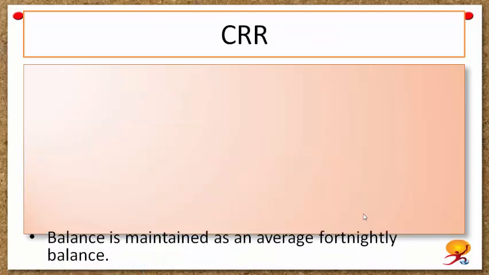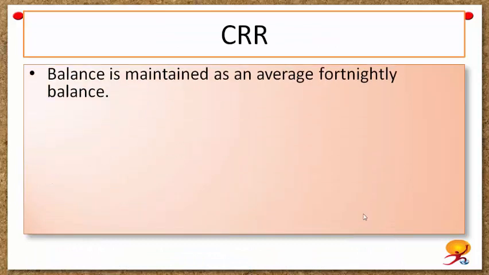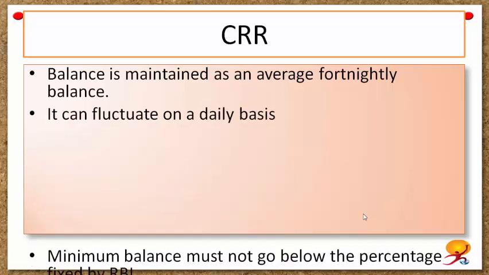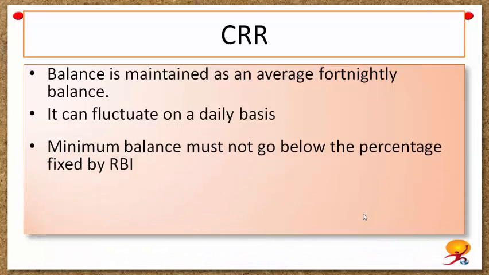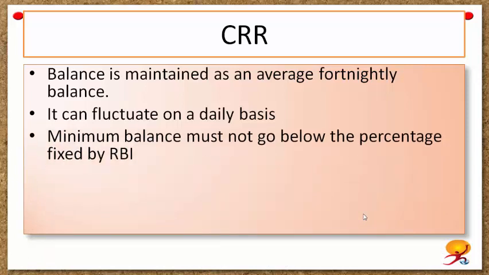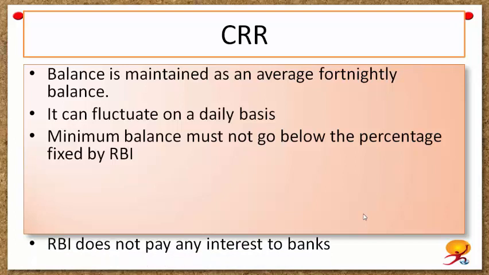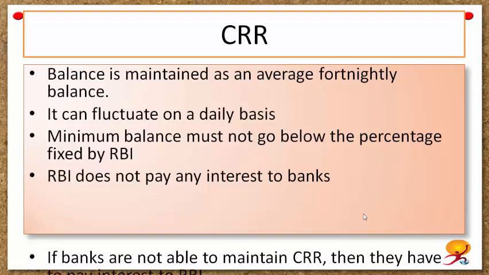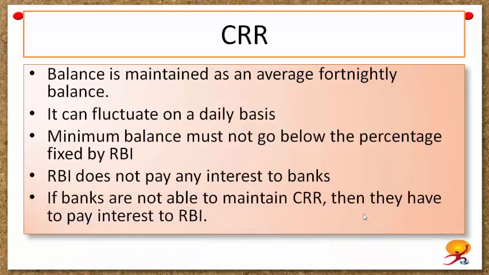CRR balance is maintained as an average fortnightly balance. That is, this average has to be maintained under all conditions. Though it can fluctuate on a daily basis, the minimum balance must not go below the percentage fixed by RBI. Also, RBI does not pay any interest to banks for the funds they park with it under CRR. And if banks are not able to maintain CRR, then they will have to pay interest to RBI.